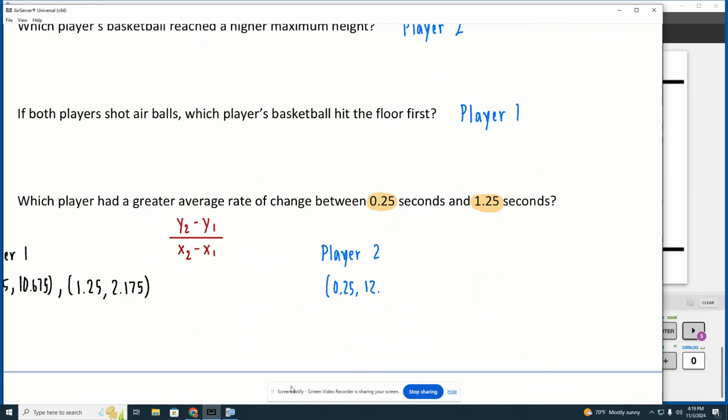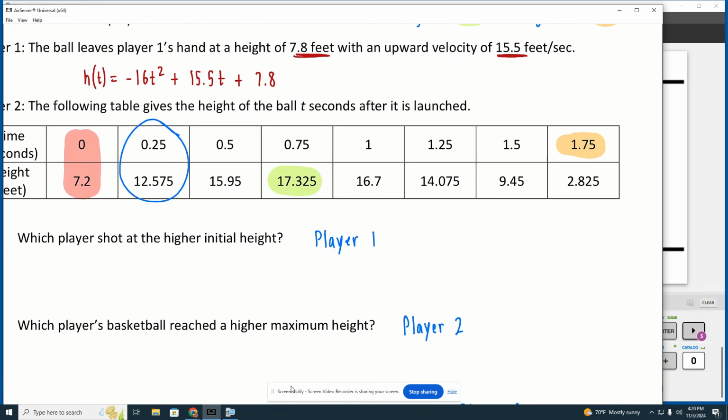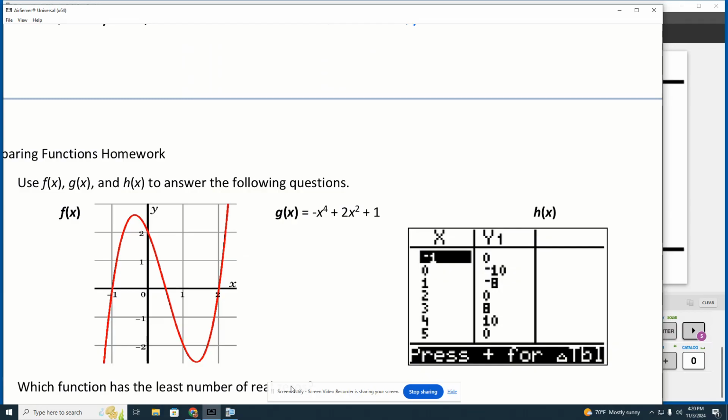Let's see, what was it again? 12.575. And then at 1.25, we just have to look at the table they've given us. It's 14.075.